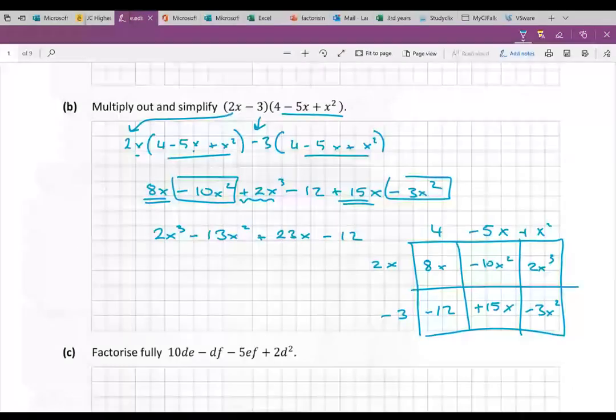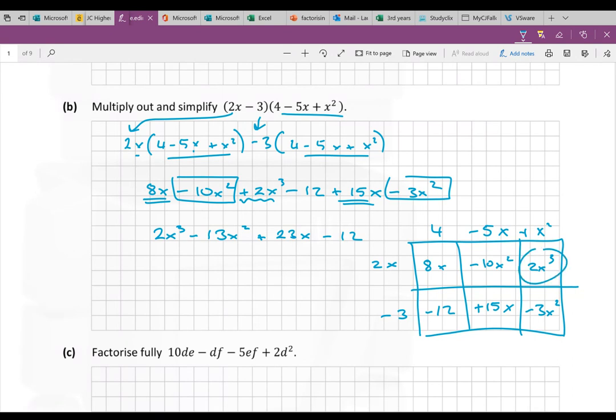And then you can add your like terms here. I've only got 1 cubed, so 2x cubed. I have 2 squareds, minus 13x squared. I have 2 x's, plus 23x, and I've only got 1 minus 12.